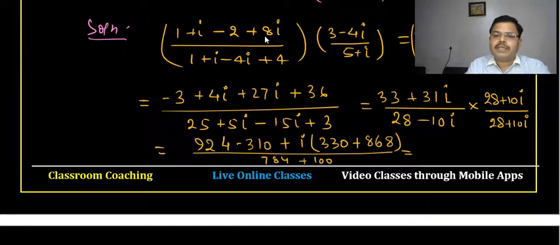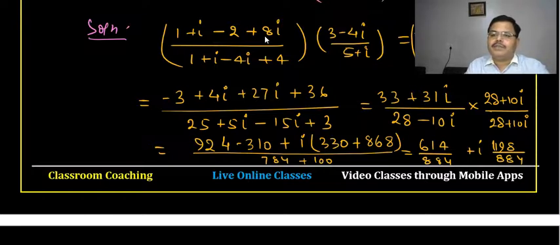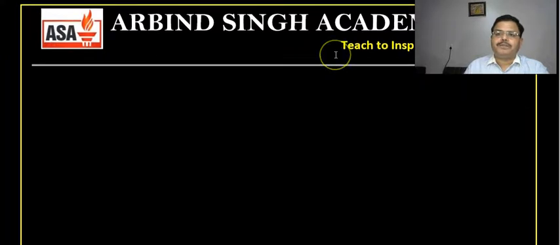924 by 614 upon 884 plus i times, this will be 1198 divided by 884, and that will be the answer. And you can simplify by cancelling this, because there is no space, so I am not writing this, but definitely you will be able to cancel it and write in simplest form, and that will be in a plus ib form.